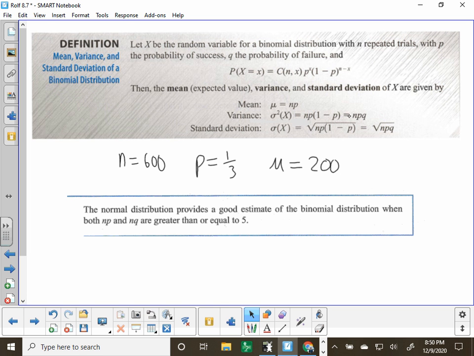Variance is n times p times q, and the standard deviation is always the square root of the variance. So that's the square root of n times p times q. Now this is important. The normal distribution provides a good estimate for the binomial distribution when both np and nq are greater than or equal to 5. So that has to be true. So here's how we do this.